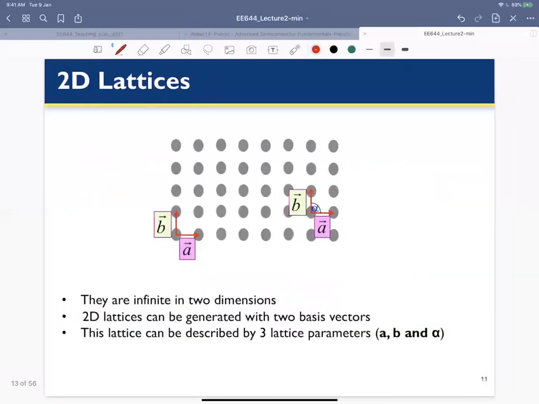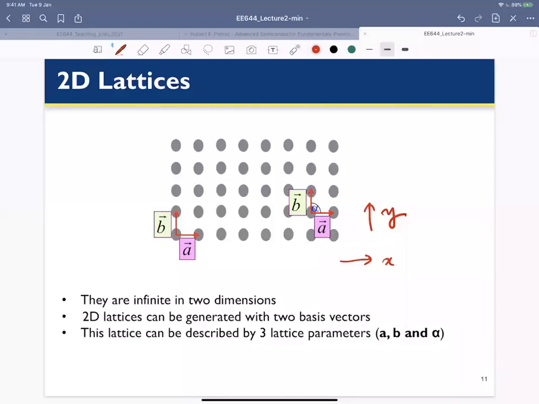Similarly, 2D lattices are infinite in 2 dimensions, so they have 2 dimensions. If this is X and this is Y, they are defined by 2 vectors, A and B, unlike a 1D lattice. If you know A and B and the angle, so basically 3 lattice parameters, A, B and the angle between these vectors, alpha, then you can define a 2D lattice.